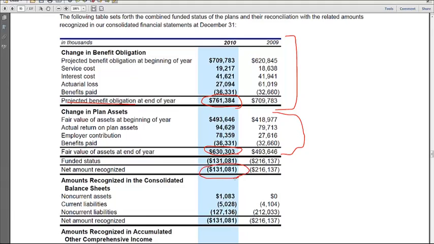So they don't have enough in assets to cover all the expected payments they're going to make to retirees when they retire. Now, this 131,081 does show up on the balance sheet. So this part is technically not off balance sheet. There is a liability for $131 million that Vulcan has on the balance sheet. But here's where this is something to look for.